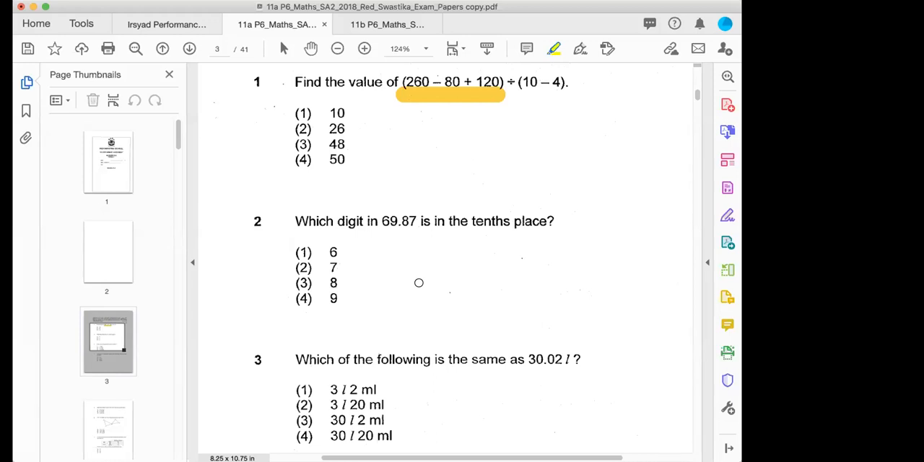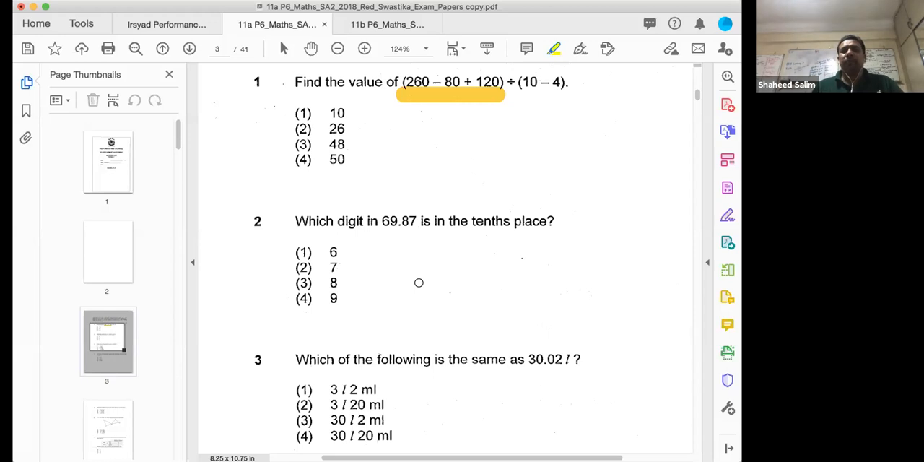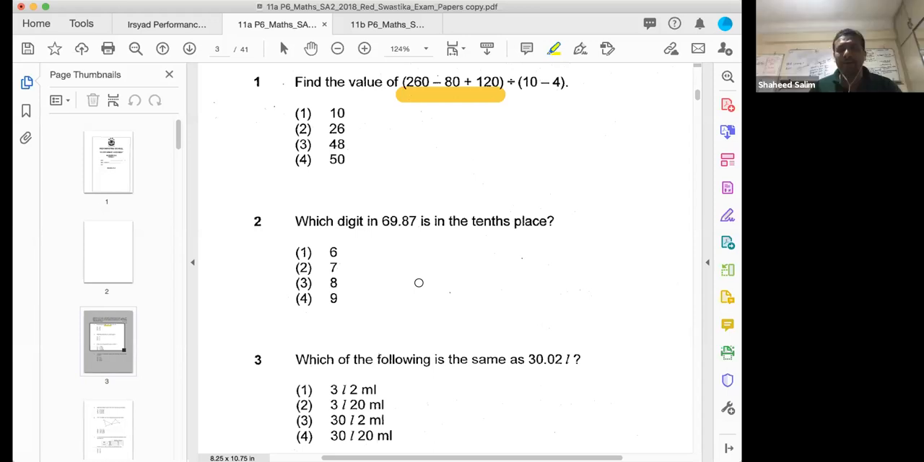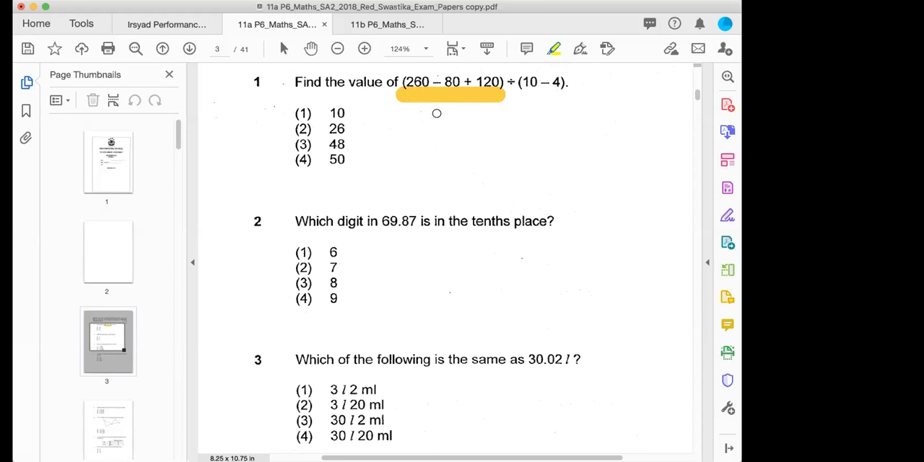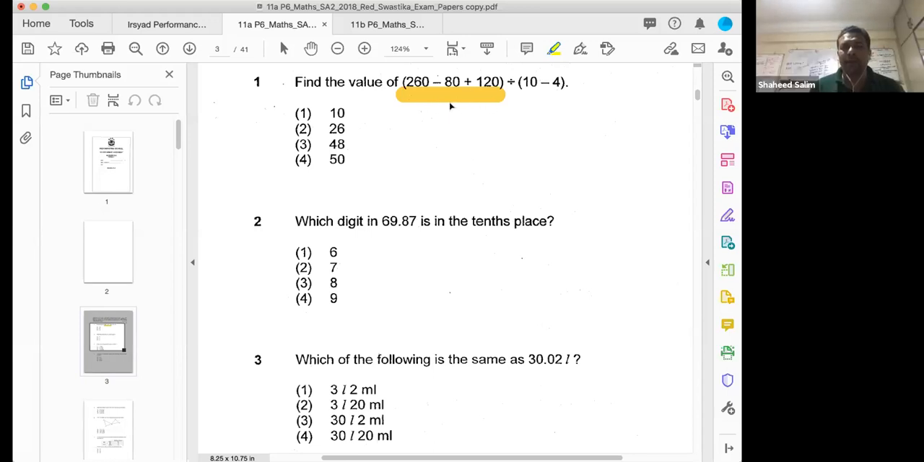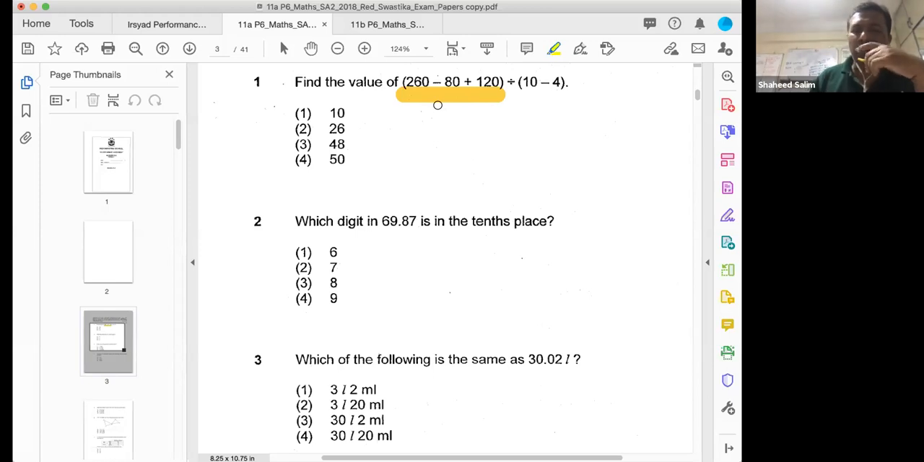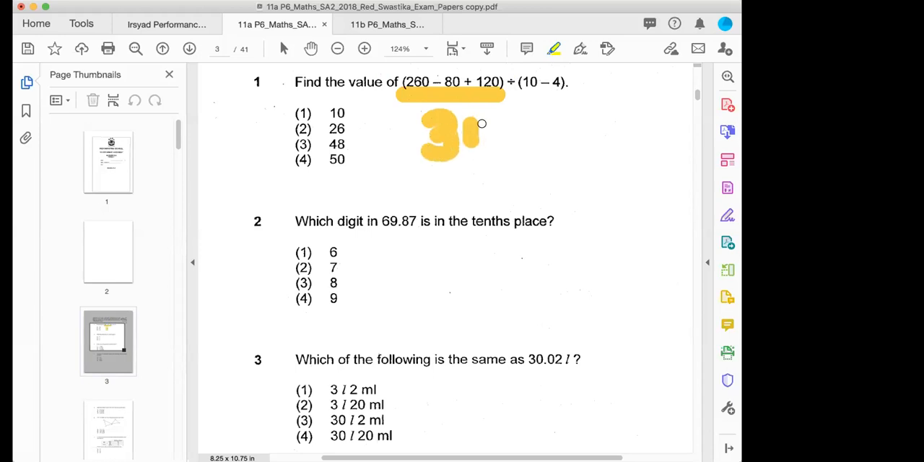Okay. So, Raihana, which question did you get? So wait, I'm doing number 1. So I got that one. What's the answer for this bracket, Raihana? Oh, yeah. Otherwise, the rest will be wrong. 300. You must get 300 here.